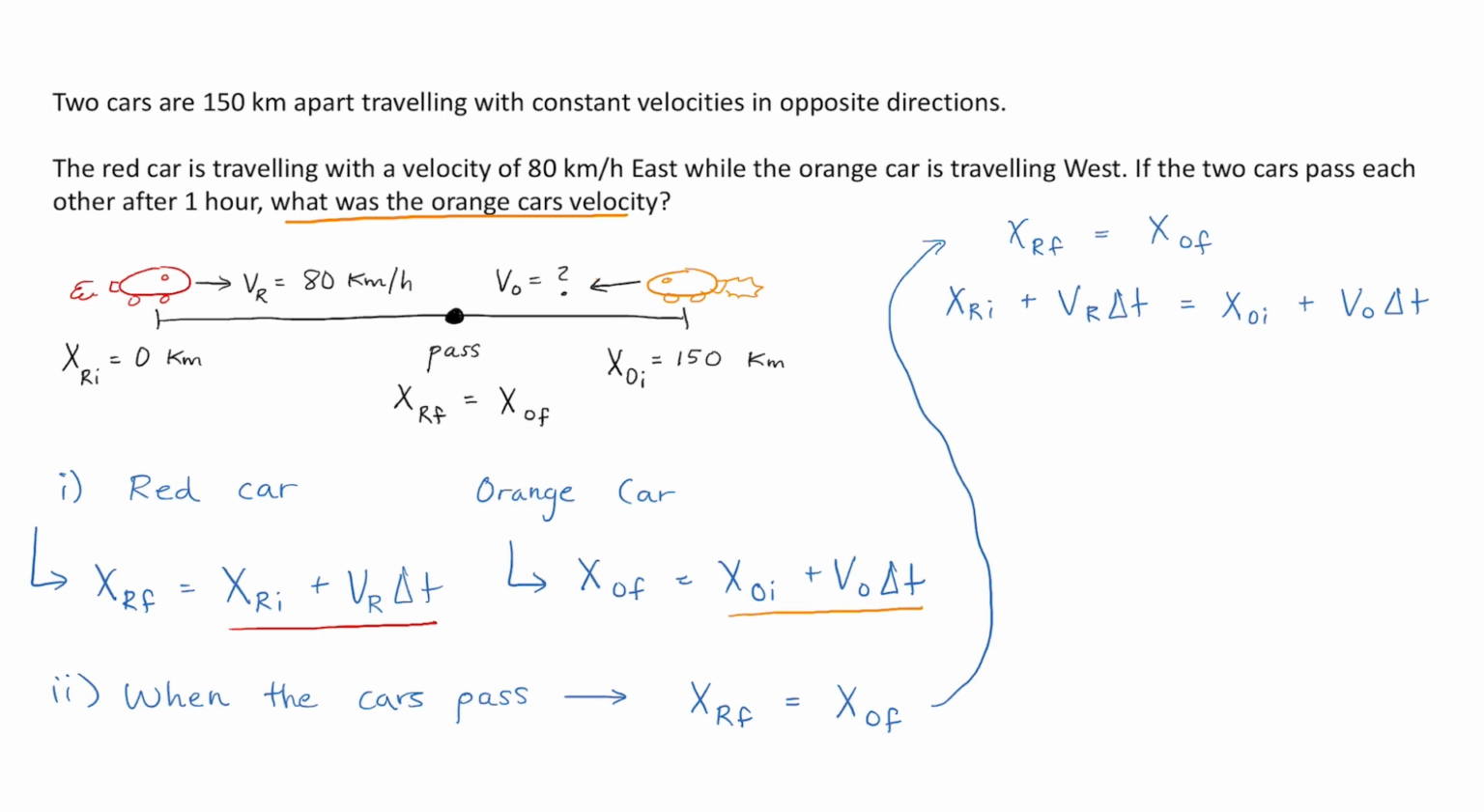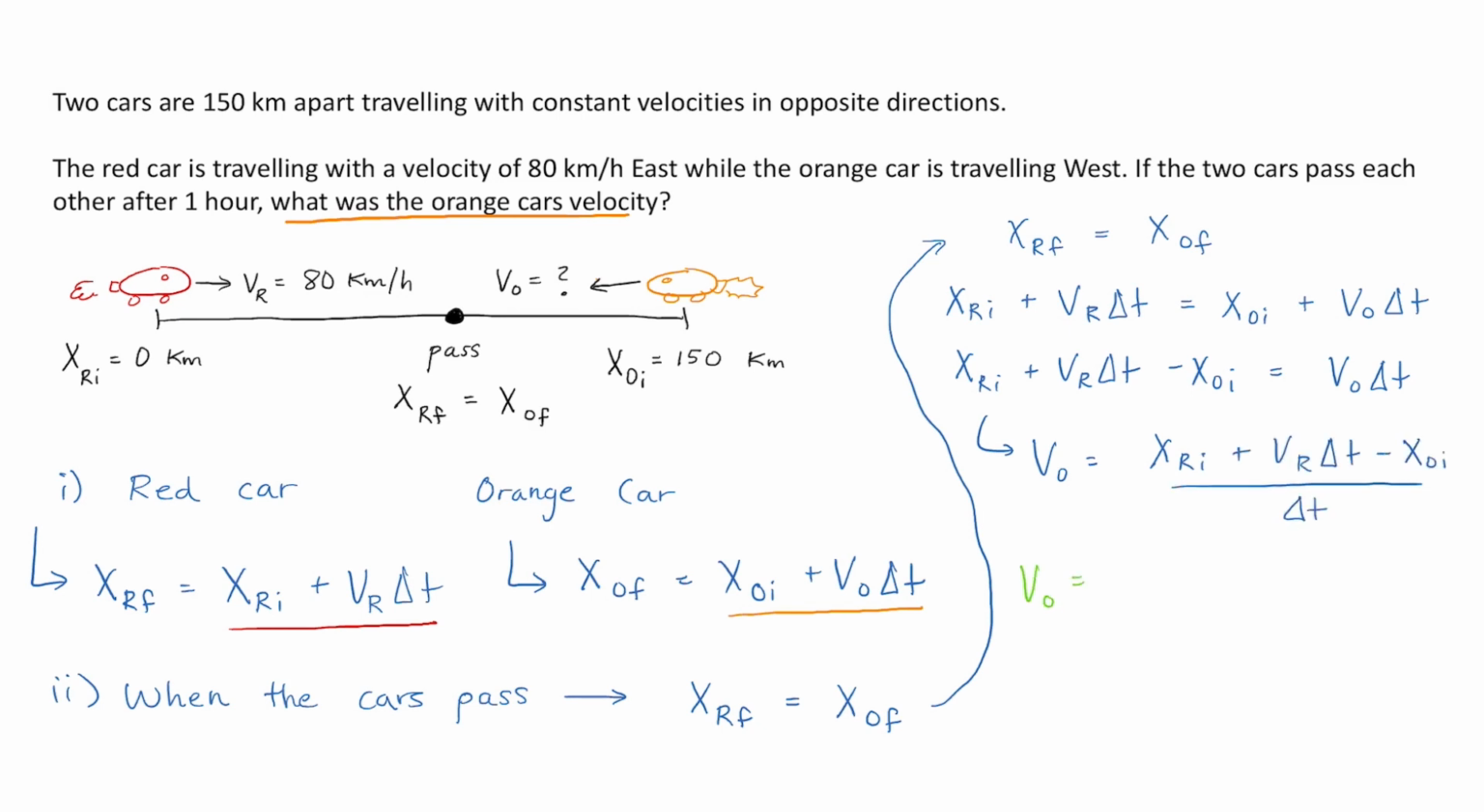And now we were asked to solve for the orange car's velocity. That means I need to rearrange this equation to isolate for VO. And once we've done that, all we need to do is plug in our values. And when we do the math, we can see that the orange car's velocity is negative 70 kilometers an hour.